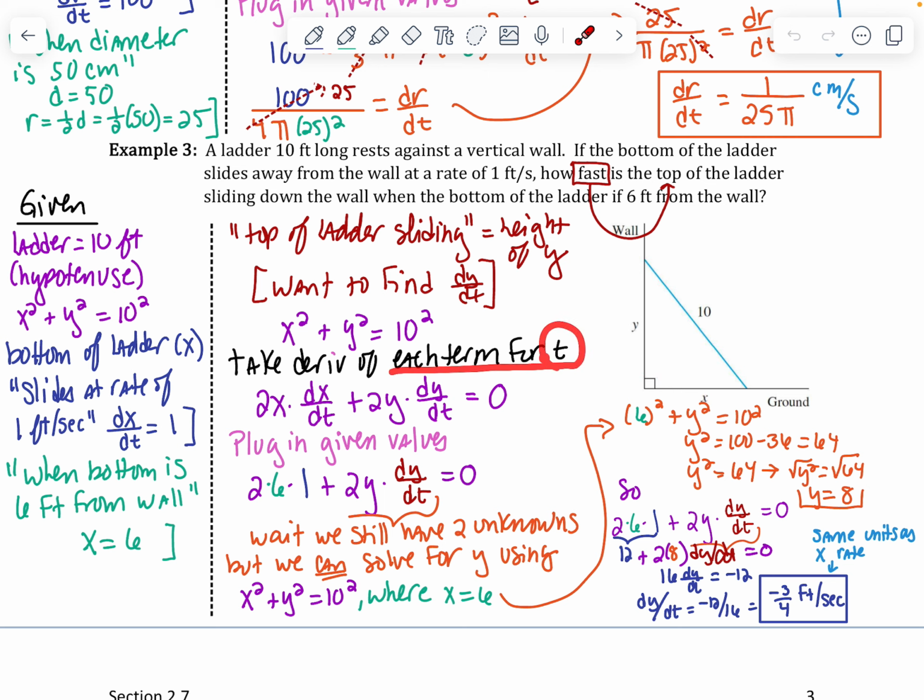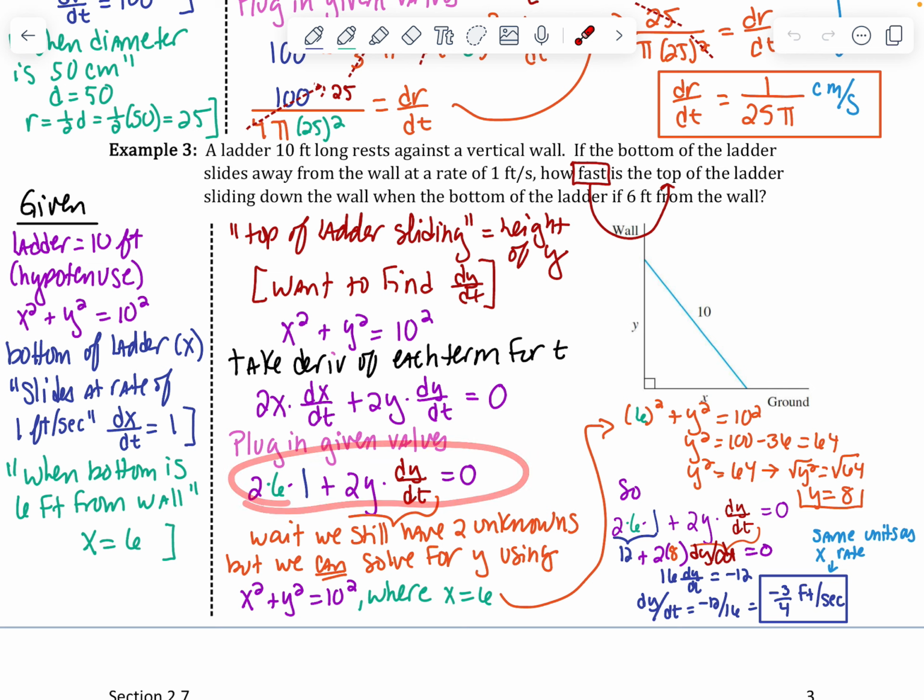So I'm going to take the derivative of each term with respect to t. The derivative of x squared is 2x, but I need to put a dx/dt. The derivative of y squared is 2y, but I need to put a dy/dt. We're given the hypotenuse, and the derivative of any constant is 0. Now, I want dy/dt, but instead of solving for it now, let's plug in the values we're given. We had determined that x was 6, and dx/dt was 1.